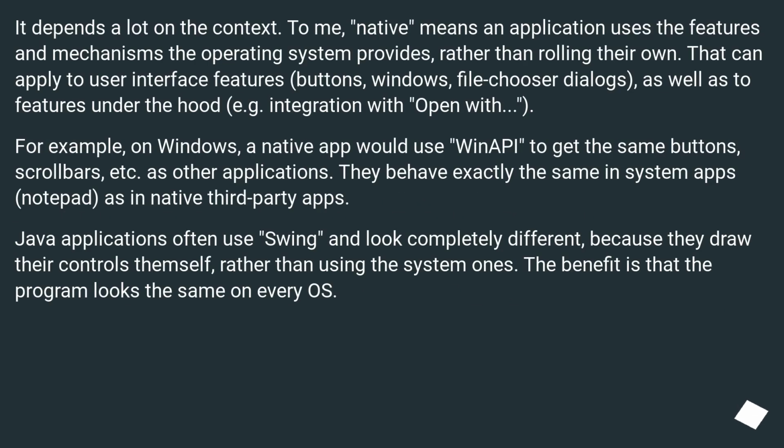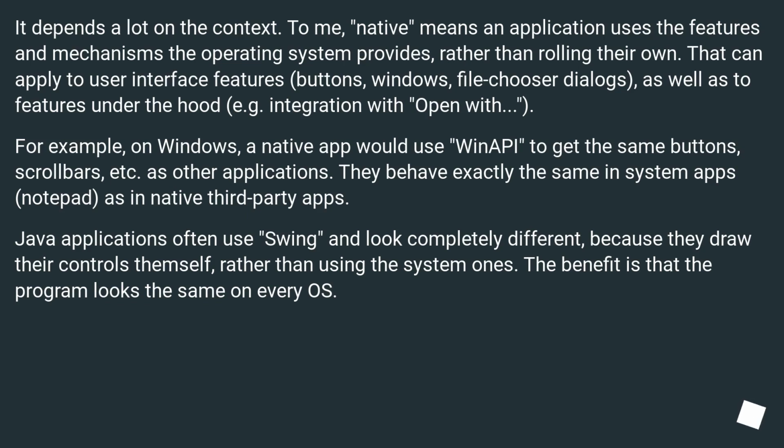It depends a lot on the context. To me, native means an application uses the features and mechanisms the operating system provides, rather than rolling their own. That can apply to user interface features, buttons, windows, file chooser dialogues, as well as to features under the hood, for example integration with OpenWith. For example, on Windows, a native app would use WinAPI to get the same buttons, scroll bars, etc. as other applications. They behave exactly the same in system apps, like Notepad, as in native third-party apps.